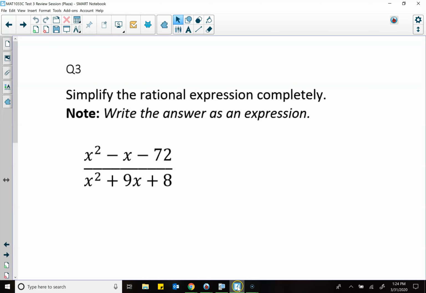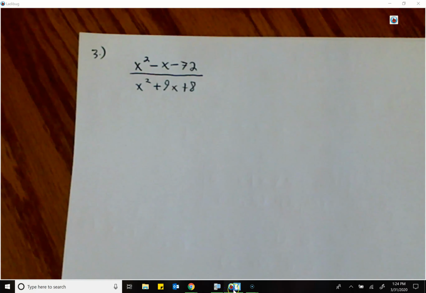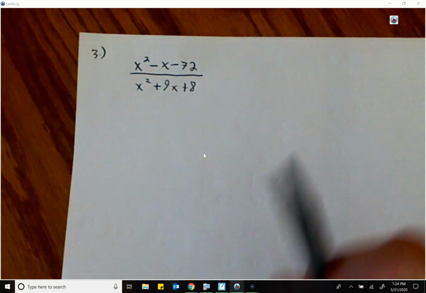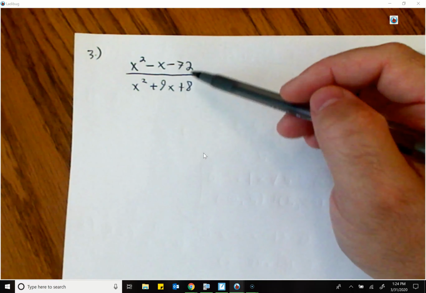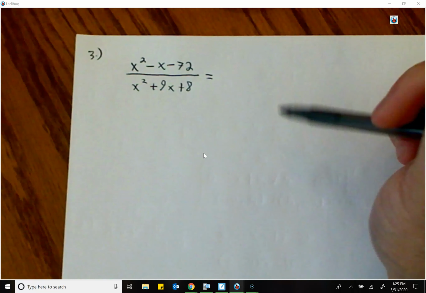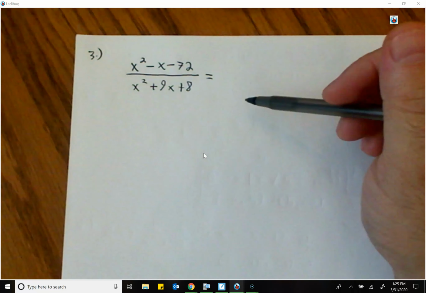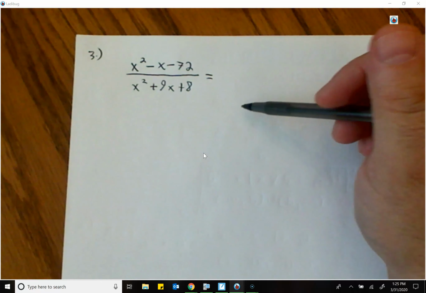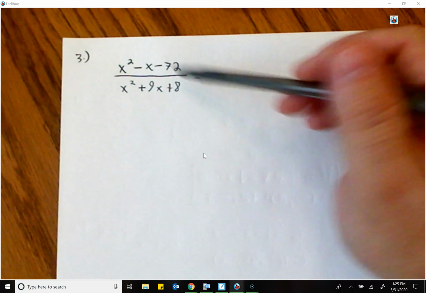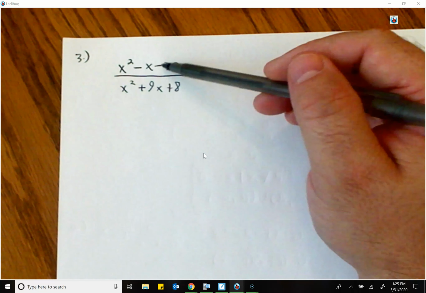So in order to simplify, we need to factor the numerator and factor the denominator. And then when we simplify, we're going to see what is in common between the numerator and denominator, and we'll cross those off. Okay? So right now you can't do any simplifying because you can't cross these guys off because it's all a part of one piece up here because of the addition and subtraction.